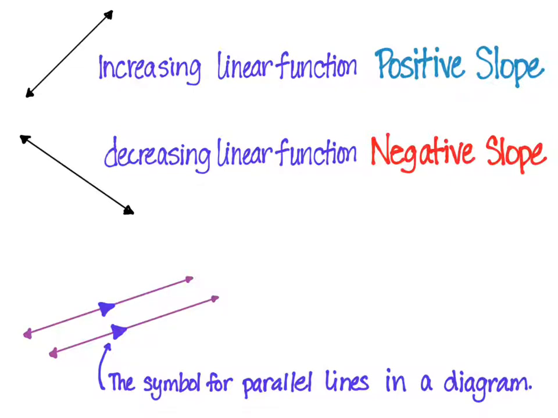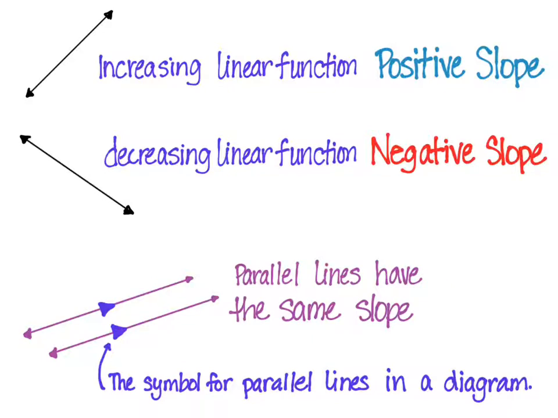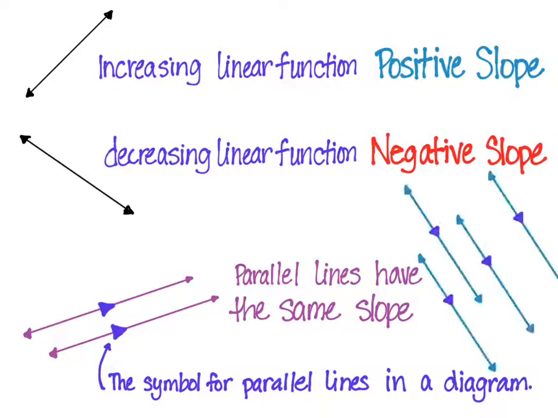When we have parallel lines, and these symbols right here, you'll learn this more in geometry, those have to do with denoting parallel lines. Well, parallel lines happen to have the same slope. We can have many lines. All of these lines over here are parallel lines, and they all have the same slope.